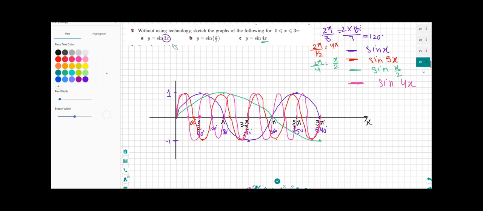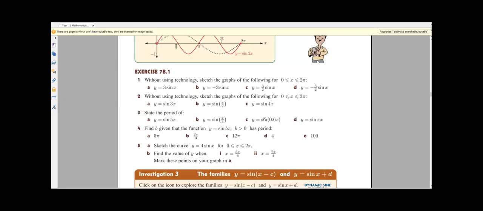So this is actually scaling, right? Done? Yep. Okay. It's very similar to this. State the period. We have to state only the period, so it's a very easy question.